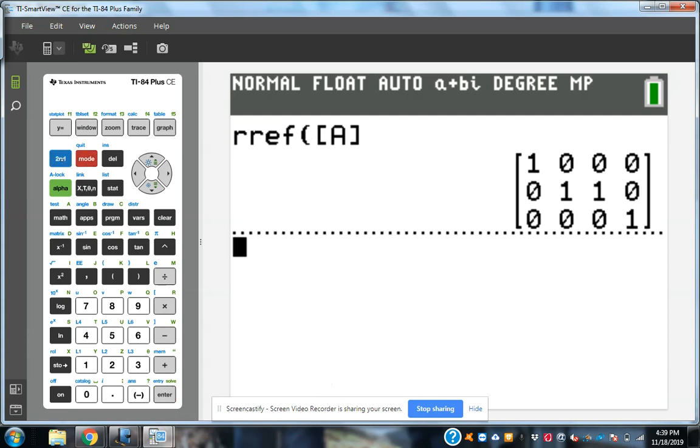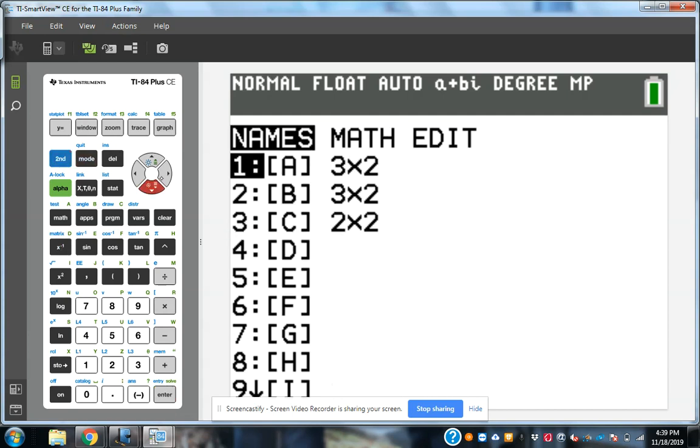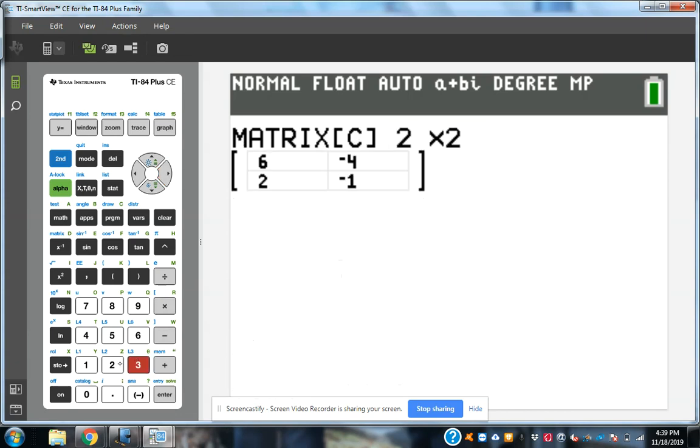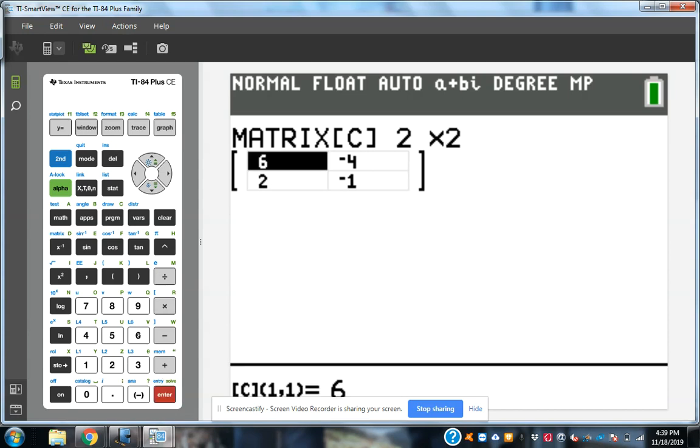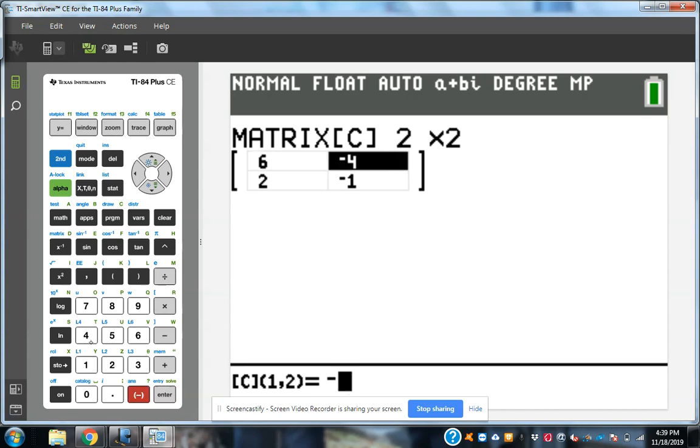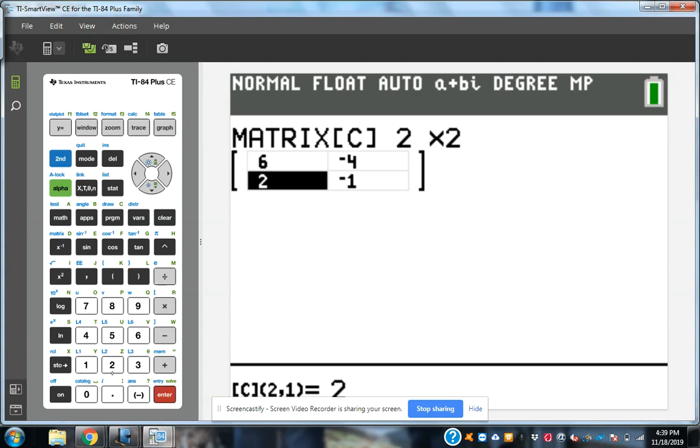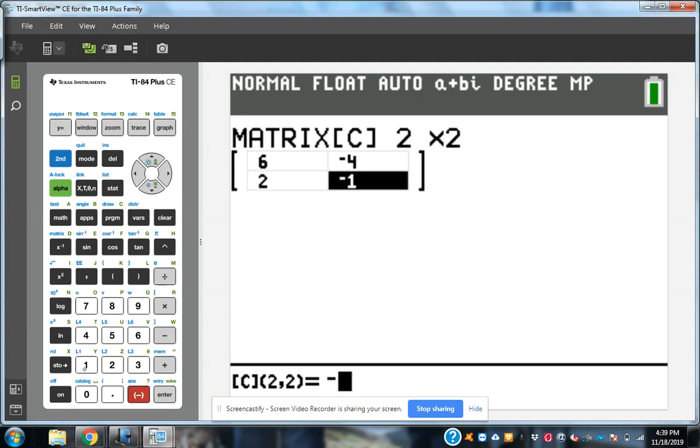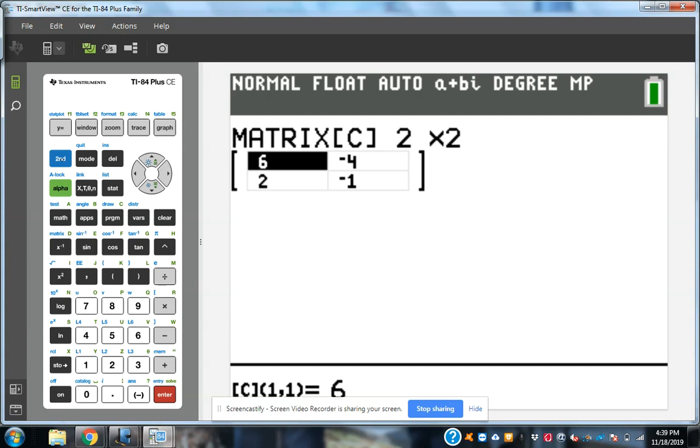Second, quit. Second matrix, over to edit. And matrix C is a 2 by 2 in this case. Hey, it happens to be the right one. I wonder the chances of that. All right, so all that stuff is in there.